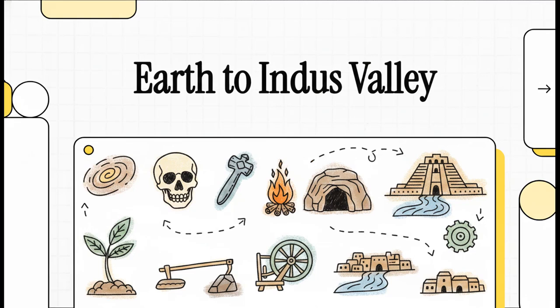Welcome to This Explainer. Today, we're zooming way, way back to trace the absolute wild ride of human progress. We're talking the whole shebang, from the literal dawn of Earth all the way to the rise of ancient megacities. It's an epic story of survival, adaptation, and honestly, just sheer human ingenuity.